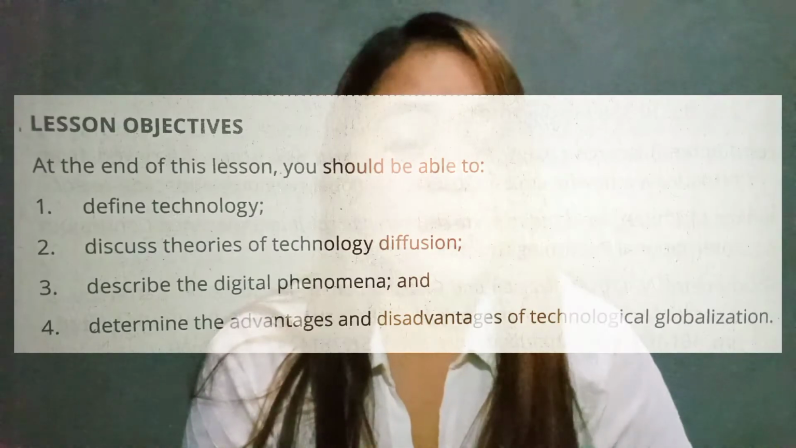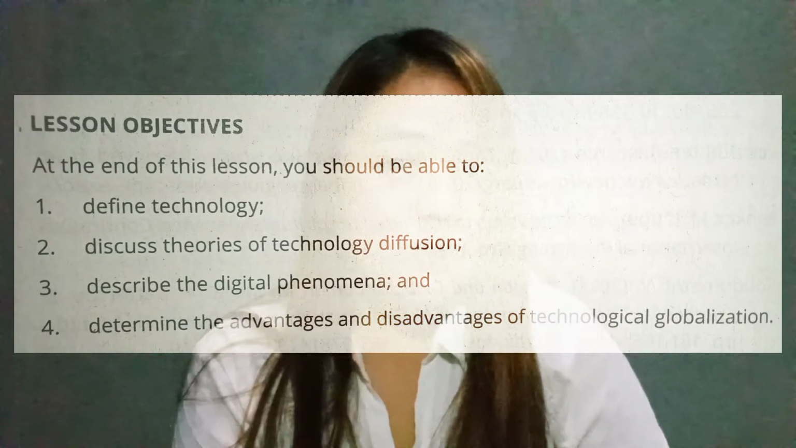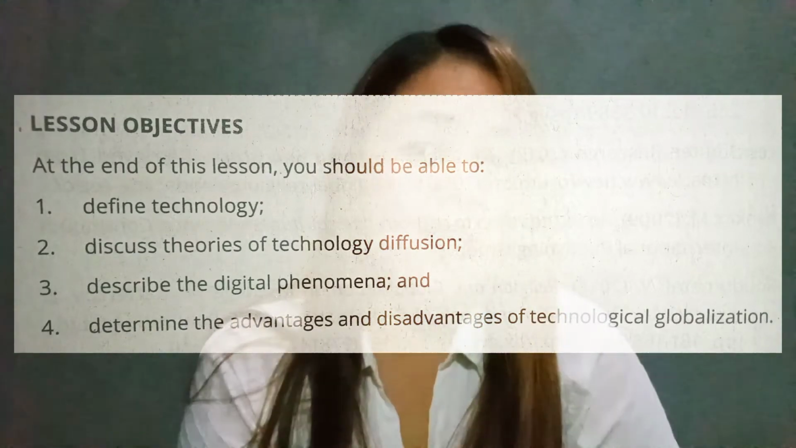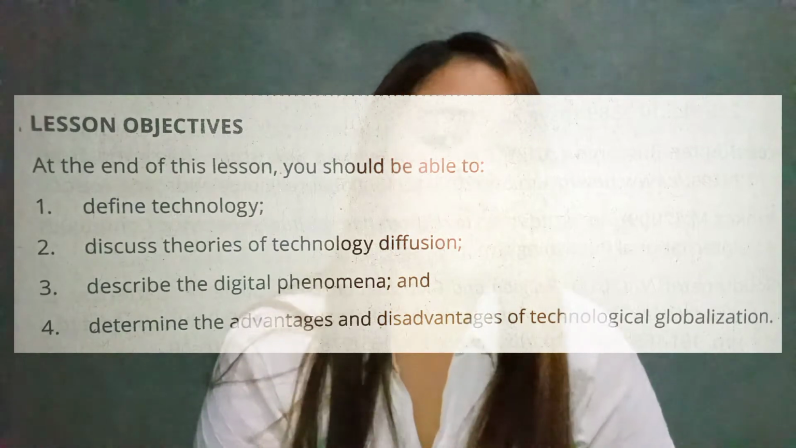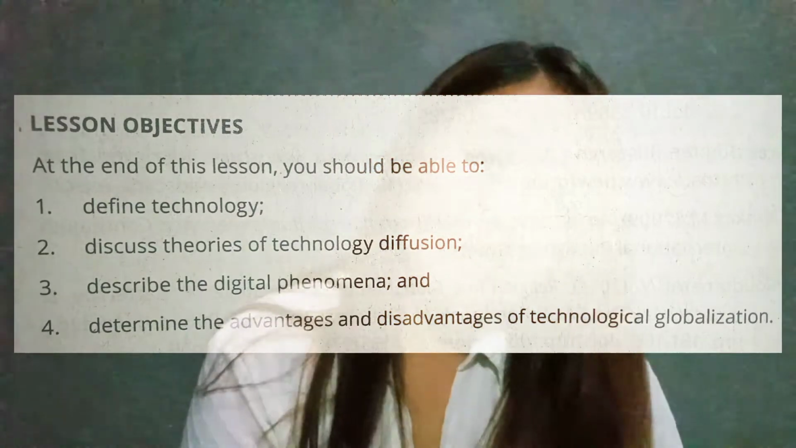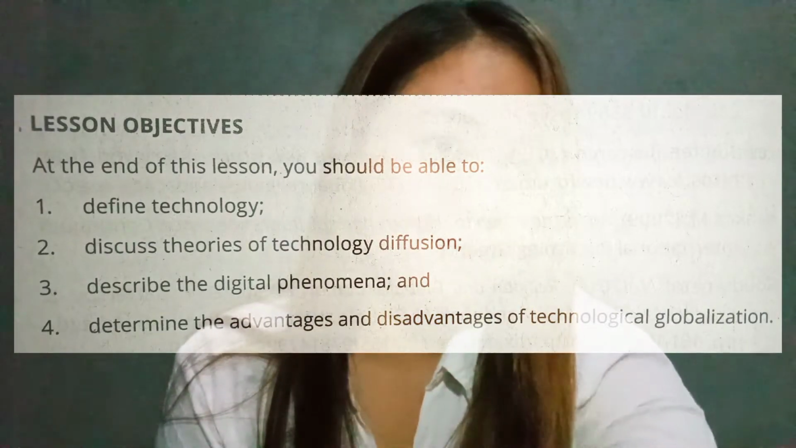So, before we continue, and bago natin pag-usapan yung kung anik-anik tungkol sa globalization of technology, babasahin ko muna kung ano ba yung objectives of this lesson. At the end of this lesson, you should be able to define technology, discuss theories of technology diffusion, third, describe the digital phenomena, and the last one is determine the advantages and disadvantages of technological globalization.